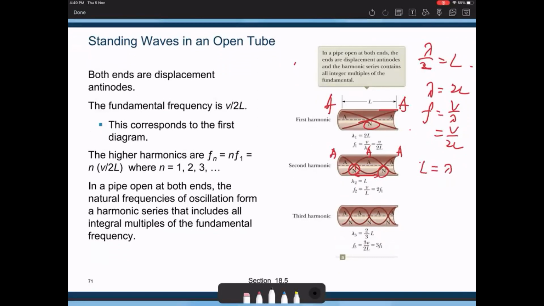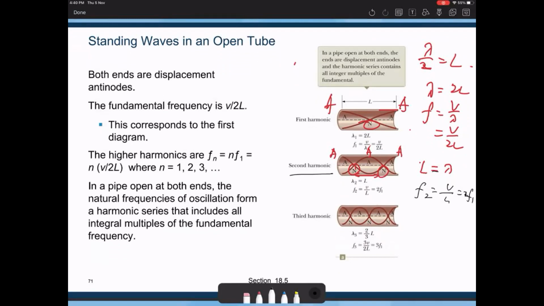So for the second harmonic, the wavelength is equal to lambda, and lambda is equal to L. So f is equal to v over L. The frequency is equal to 2 times f1.